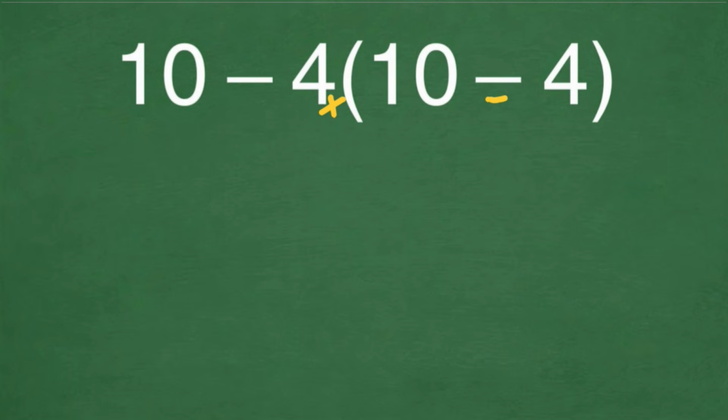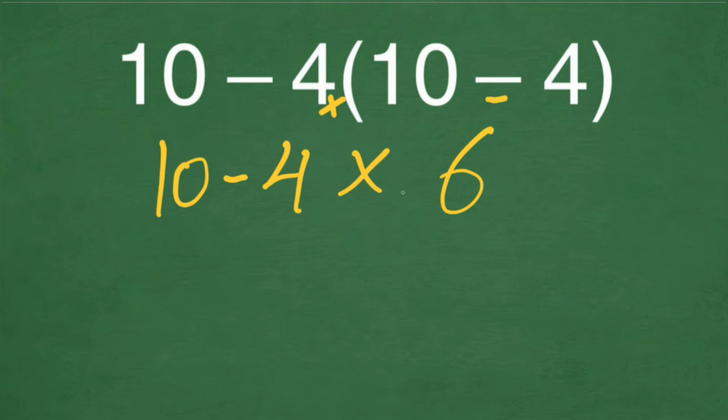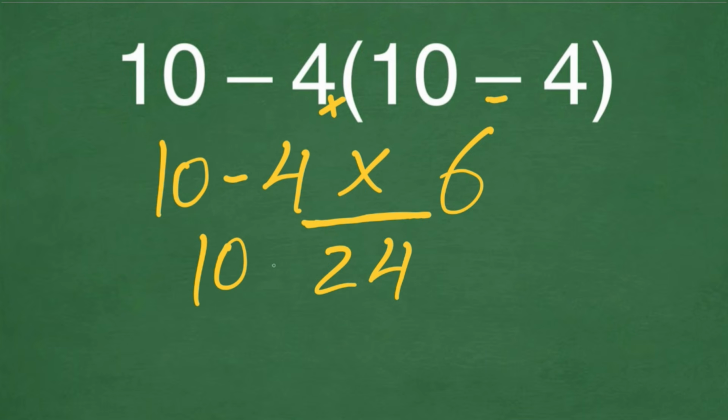So 10 minus 4 gives us 6. And the problem becomes 10 minus 4 times 6, right? So clearly we have to solve the multiplication before the subtraction, right? So that way we would get a consistent answer every single time. So 4 times 6 is equal to 24. And the problem becomes 10 minus 24.